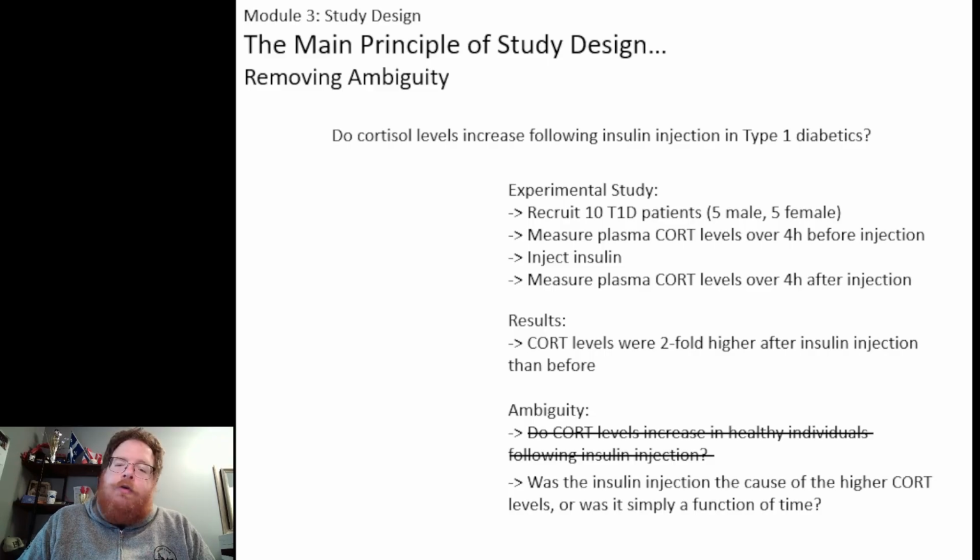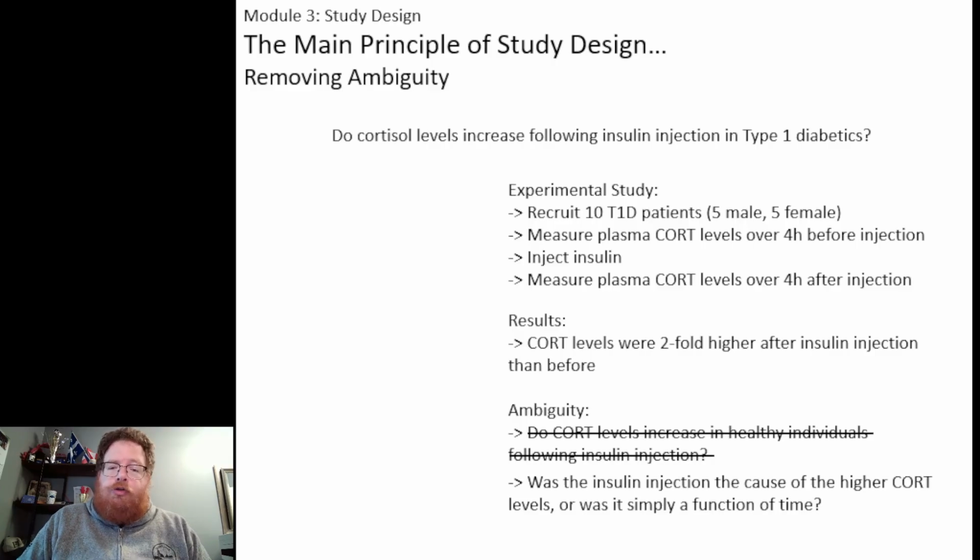So the way for us to remove that ambiguity is, of course, to have a group of patients, type 1 diabetic patients, that we don't give an insulin injection to, right? We either give them no injection, or ideally, we would inject them with saline or whatever the insulin happens to be dissolved in. Now, on HumMod, as far as I can tell, you can't give a saline injection as a control. So you would probably just give no injection.